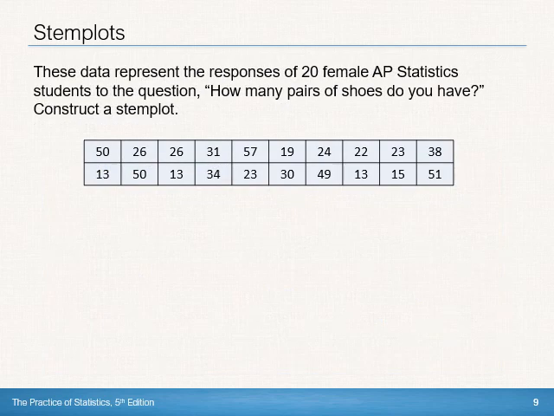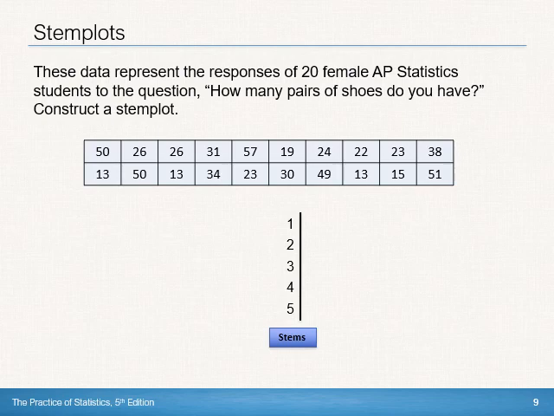All right, so we asked 20 female AP statistics students, how many pairs of shoes do you have? So 20 different responses. You can see the first female student said that they had 50. The next one said 26. The next one's 26, and so on. So we have 20 different data values. So the first thing we want to look at is what are the stems. So in the first data value, 5 is the stem, and a 2, and a 2, and a 3. Those are all the stems. So the tens place is the stem, the units place is the leaf.